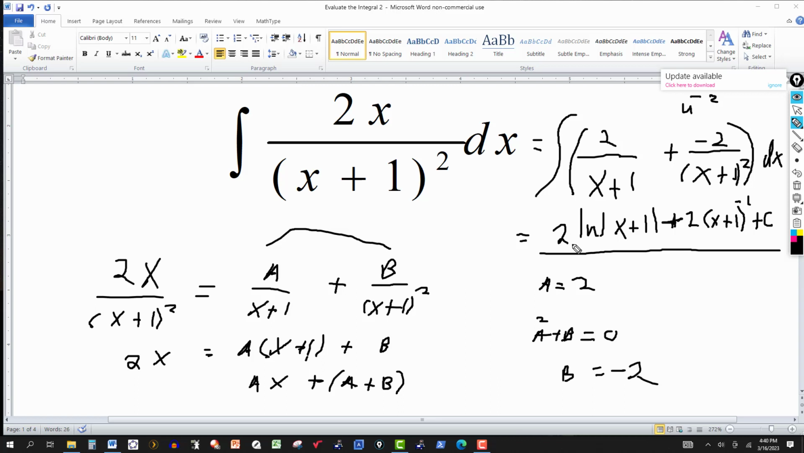So the answer again is 2 times the natural log of absolute x plus 1 plus 2 times x plus 1 to the negative 1, and you can write this as 2 over x plus 1, plus a constant. And that's the same answer that we got using the regular U-substitution. So again, this is just to show you that there's more than one approach. Sometimes you pick one that takes a little bit longer than the other. So always take the one that's easier and takes less time.